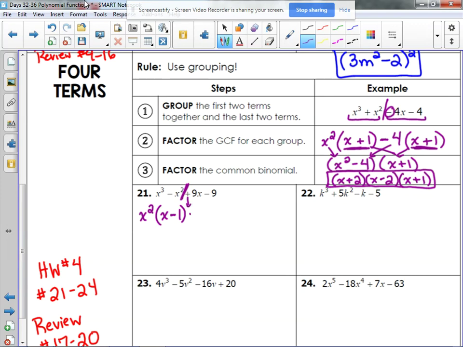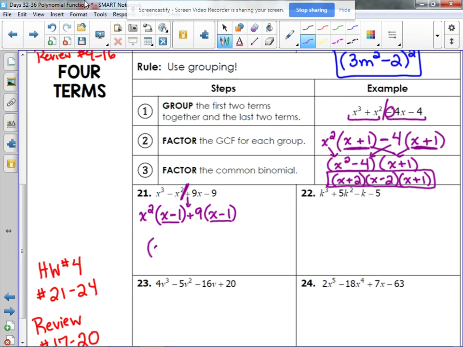This was a plus, so it's going to be plus 9x and 9. They have 9 in common. We pull out the 9, we're left with x minus 1. It is the exact same expression. Now, don't just write it down because you think you know it's what it's supposed to be. You got to actually factor it and make sure that you didn't make a mistake.